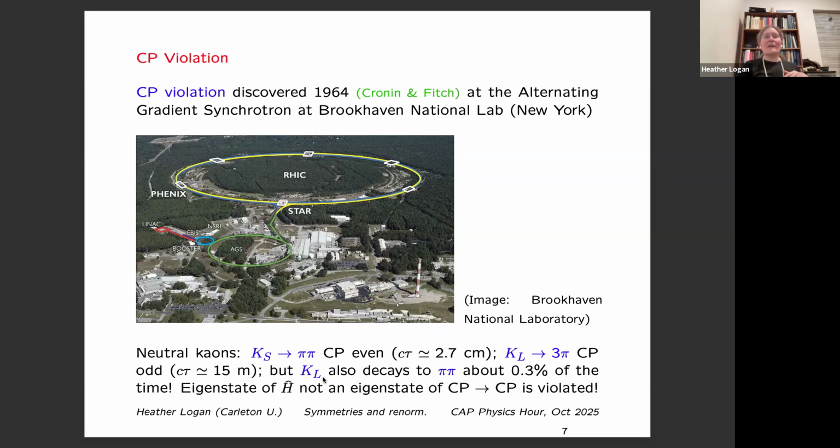That's important because it turned out, and what was discovered in 1964, is that the K long also decays to 2 pions, the CP even final state, but very rarely, only 0.3% of the time. This was interpreted based on the idea that you have an eigenstate of the Hamiltonian, a mass eigenstate, but it's not an eigenstate of CP because it sometimes decays to a CP even final state. And that implies that CP is also violated.